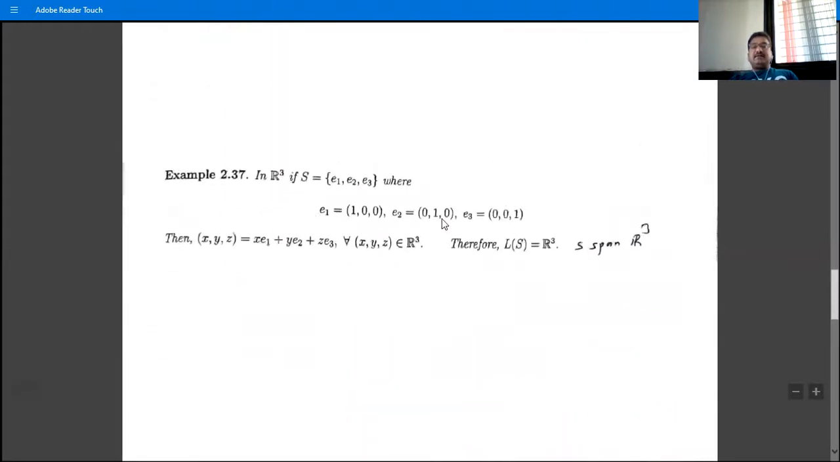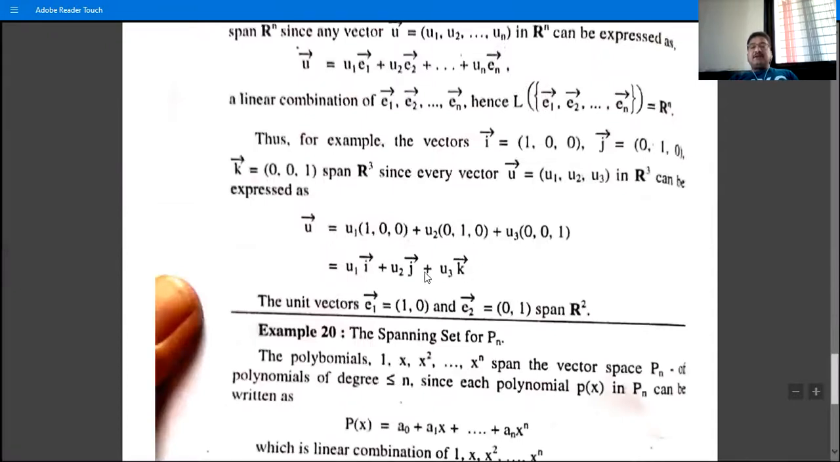Either take the vector of R3 as x, y, z or a, b, c or u1, u2, u3. Every vector of R3 is expressed as a linear combination of these three vectors: (1, 0, 0), (0, 1, 0) and (0, 0, 1). The notation for these three vectors is i bar, j bar and k bar. Similarly, E1 equal to (1, 0) and E2 equal to (0, 1) span R2 in this fashion.